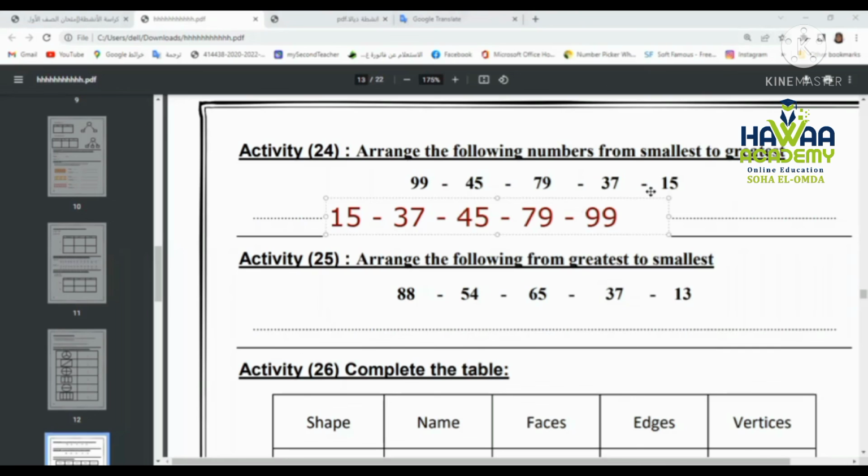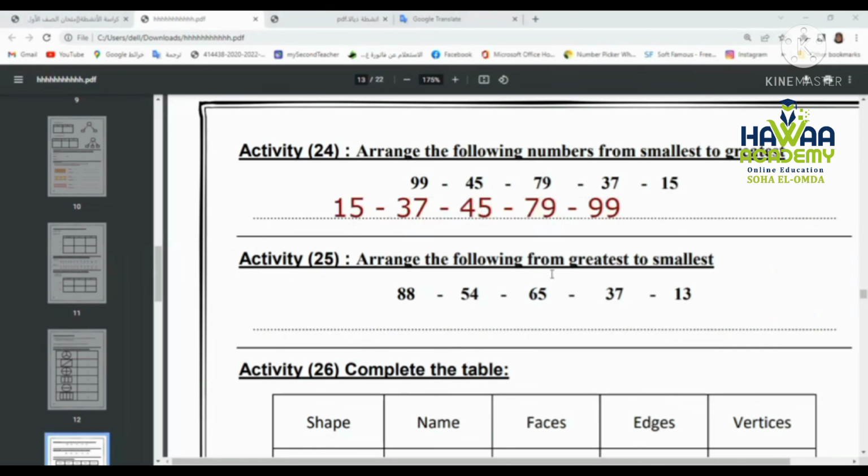Here we're gonna arrange them starting from the greatest number. Where is the greatest number? Very good, it's 88. And then 65, 54, 37, and the last number will be 13. Very, very good.